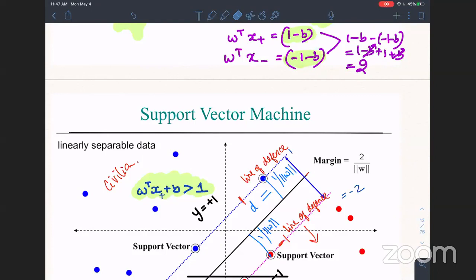So you need to have such a point for this optimization to even come into play. Otherwise you won't have that 2 by norm W thing, right? How would you get that 2 by norm W if every point satisfies the condition with greater than 1? So for example, every point is 10 apart, because norm W is too big. But 2 is a constant, right, at the top.